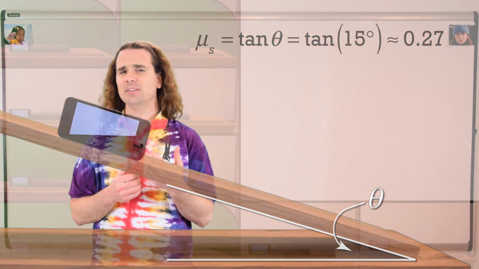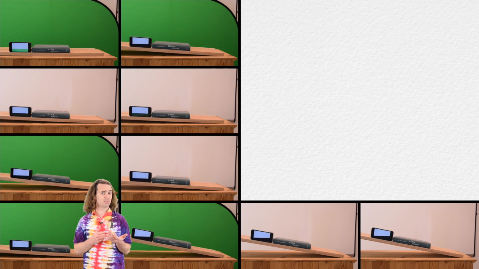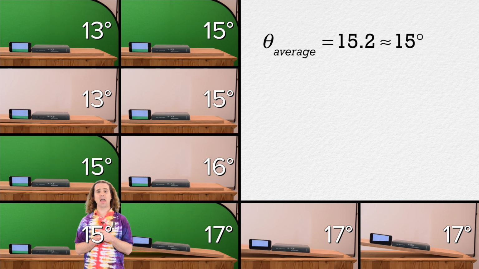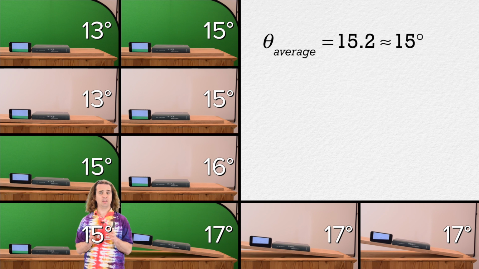However, I think it is important you realize I performed the experiment 10 times with the book and the board in, as much as I could, the same locations every time. There was actually a range of values for the incline angle from 13 degrees to 17 degrees, with 15 degrees as the average, which is what I used in the video.